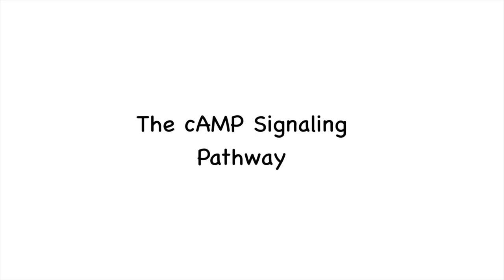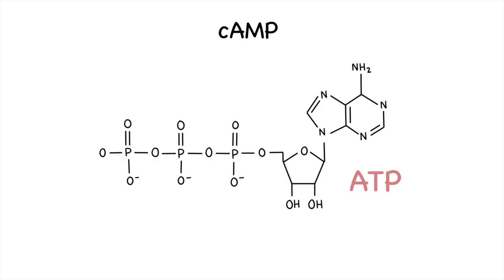In this video, we're going to learn about the cyclic AMP signaling pathway and why it is important. First, let's talk about cyclic AMP. Cyclic AMP is derived from ATP.